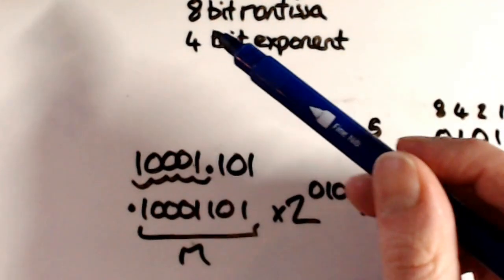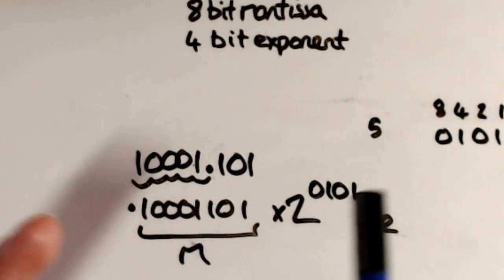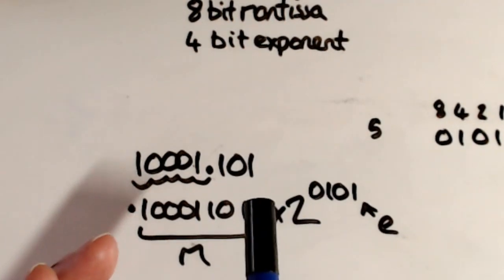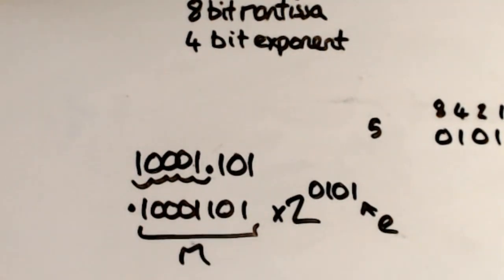Okay, so it's all 8 bits to this question. It might not be 8 bits, but mantissa 8 bits, exponent 4 bits. If they don't give you enough bits to actually make 8 bits for the mantissa, you add the zeros to the right hand side. And that's you. So hopefully that's helped.